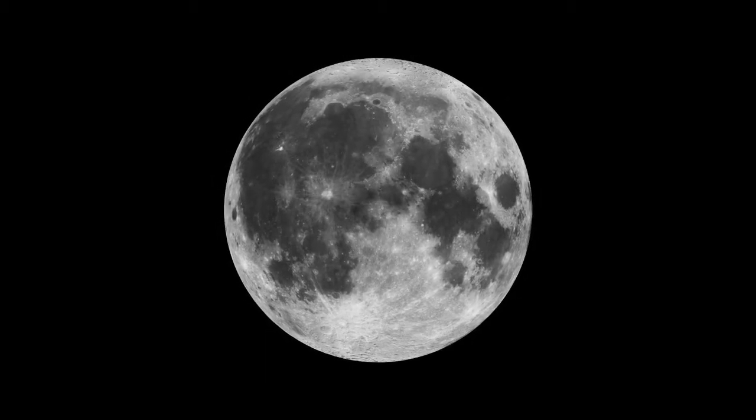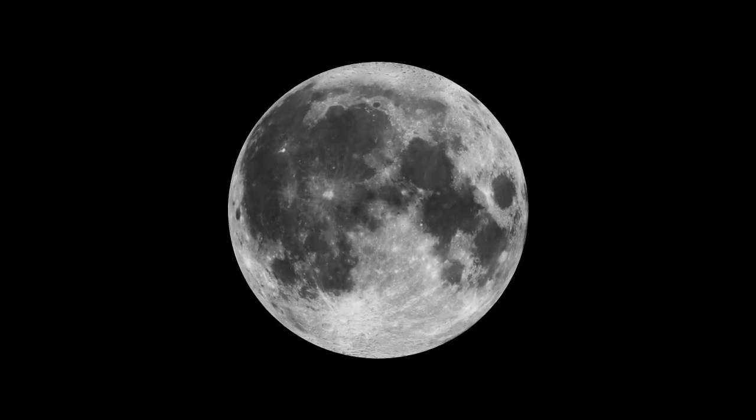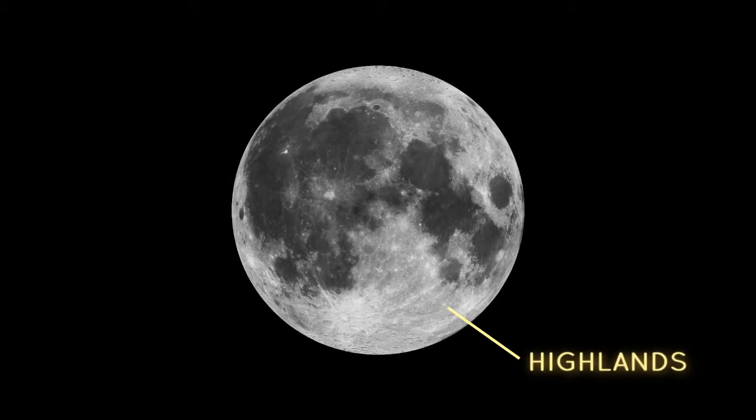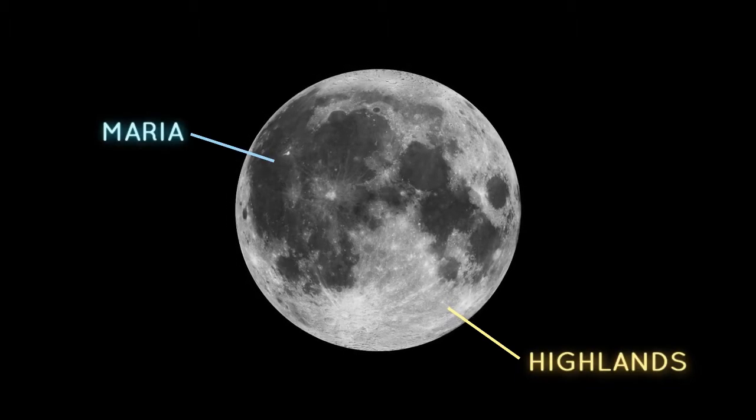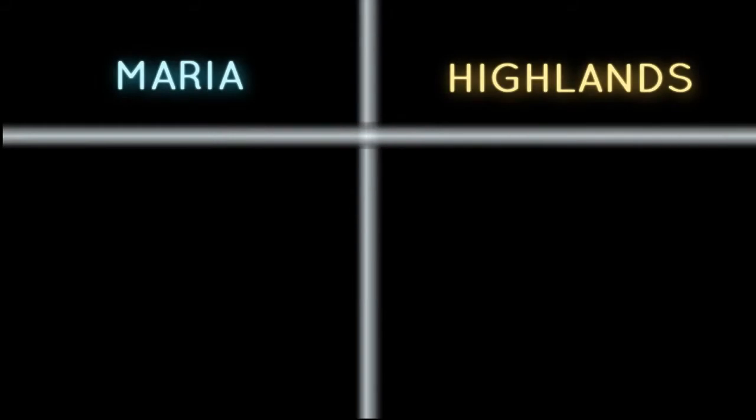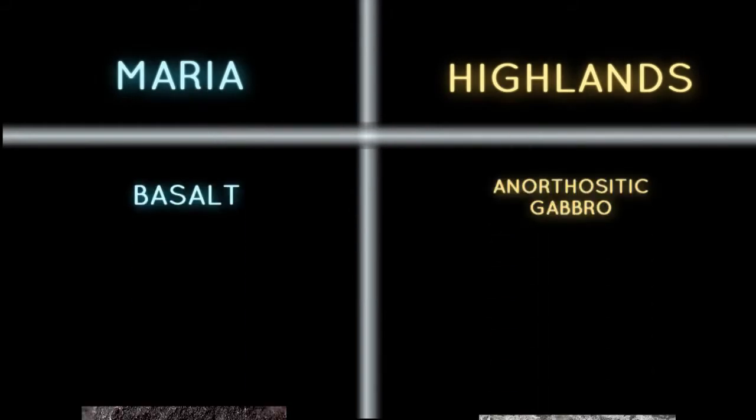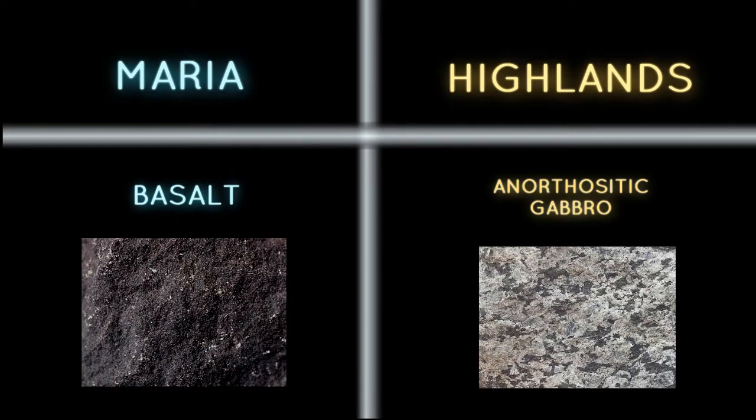The surface of the Moon has two distinct types of terrain. There are mountainous highlands and plains, which are called Maria. The highlands are composed of anorthositic gabbro and the Maria of basaltic rocks from lava flows.